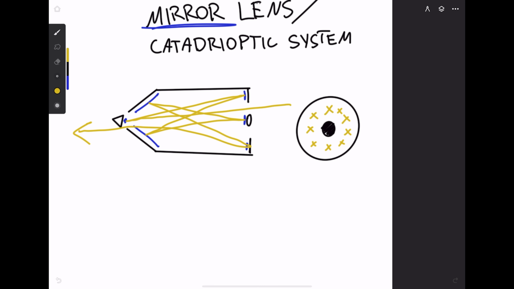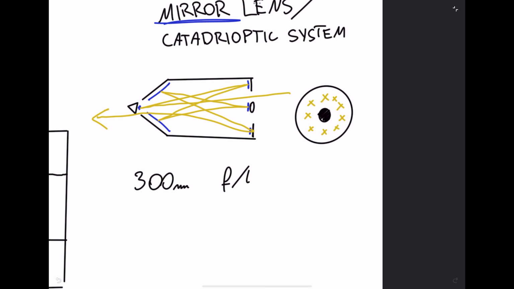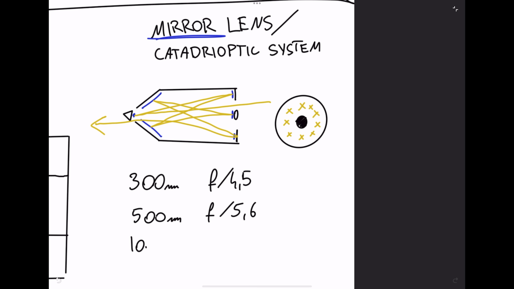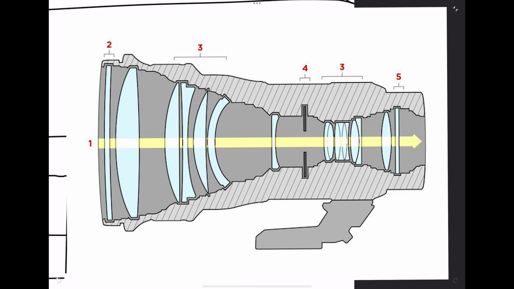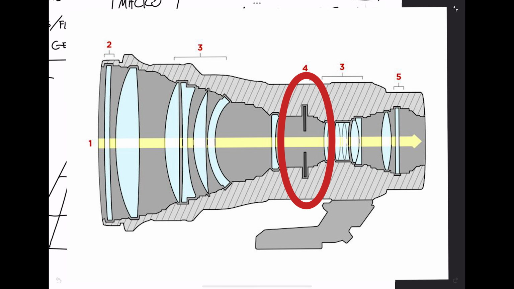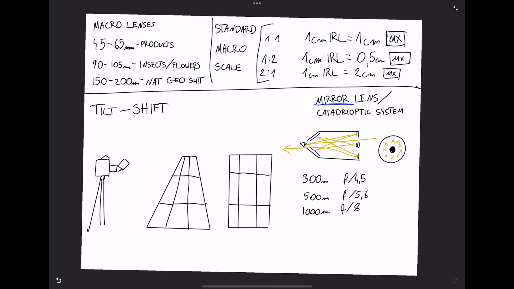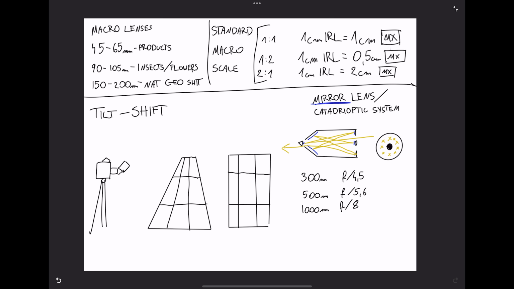I don't know. But let me give you some examples of these. So you can find like 300 millimeters. It will be 4.5, 500, like 5.6. And I'm eyeballing here, so be nice. Like 1,000, why not? At f8. So you might have noticed that I have put the aperture here. And the aperture usually sits in between glasses in your lens. So here we don't really have lenses inside. That's why it might be called a system instead of a lens.